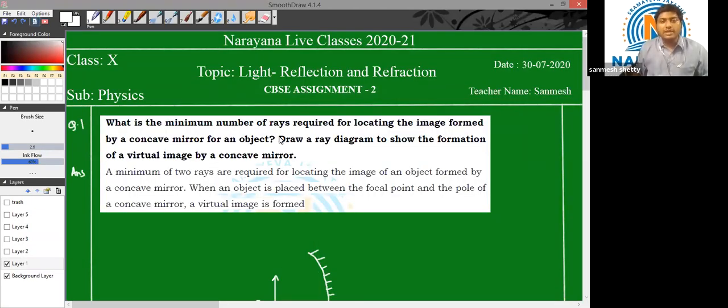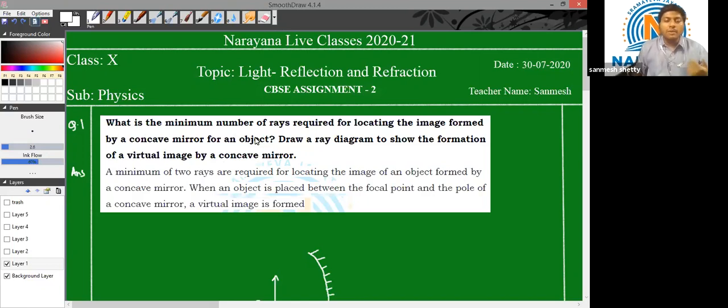Myself, Sanmesh, and today we are going to discuss the class 10th physics assignment, which was provided to you on 30th July. This assignment is based on the chapter Light, Reflection, and Refraction. This is your CBSE assignment 2. So let us start. Our first question is, what is the minimum number of rays required for locating the image formed by the concave mirror for an object? Another part of the question is, draw a ray diagram to show the formation of virtual image by a concave mirror. So let us answer our first part.